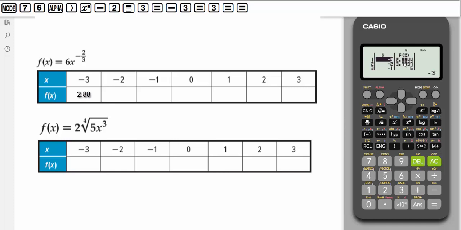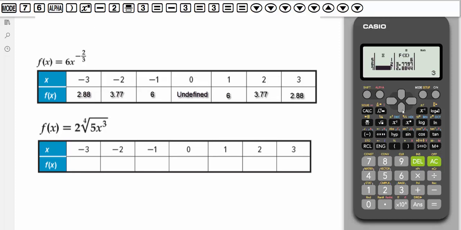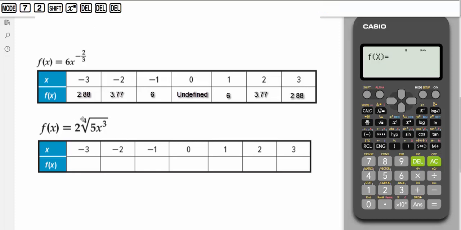So we have 2.88, 3.77, 6, and this time again at x equals 0 we had an error in f of x, which means it's undefined for x equals 0. It's not going to be in the domain. Continuing, we're going to see 1 gives us 6, 2 is 3.77, 3 is 2.88.